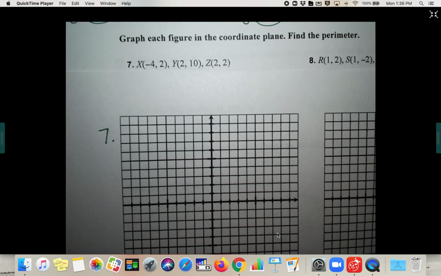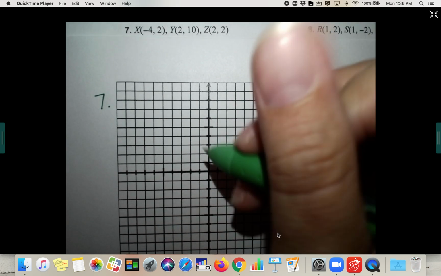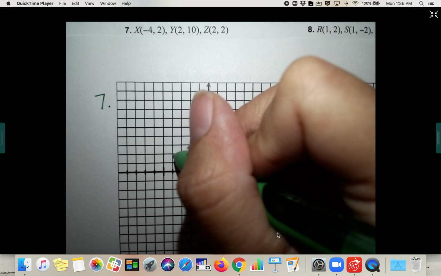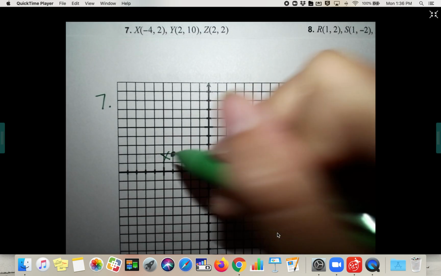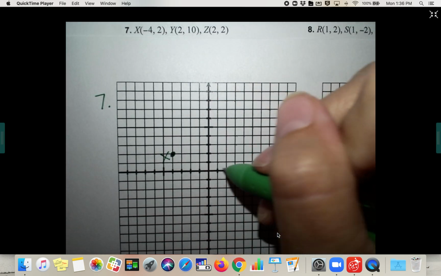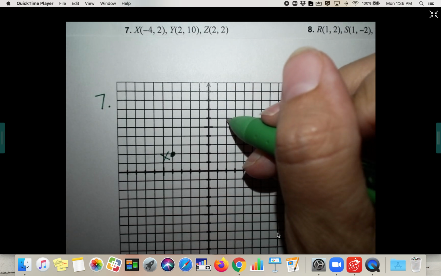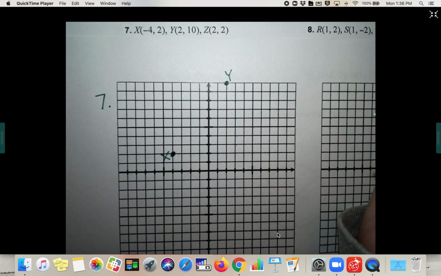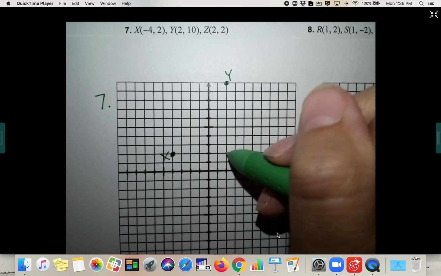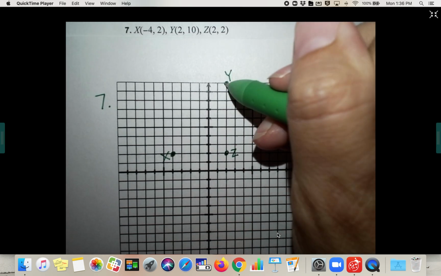So for number 7, negative 4, 2 is right there. Then 2, 10 is Y, counting up 1, 2, 3, 4, 5, 6, 7, 8, 9, 10. And then 2, 2 is Z.